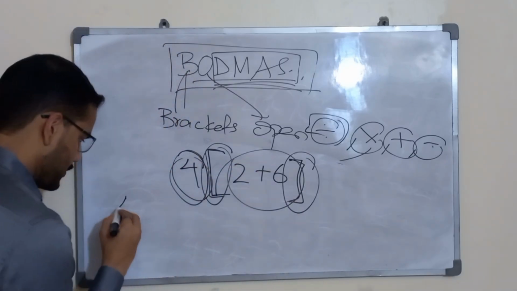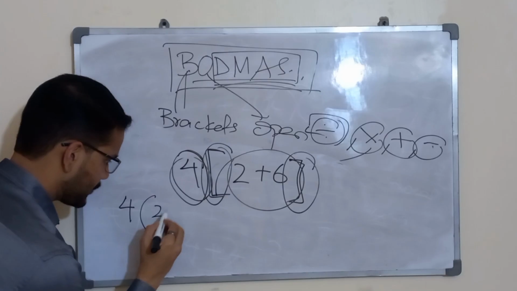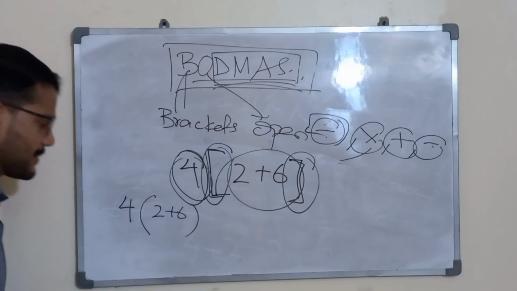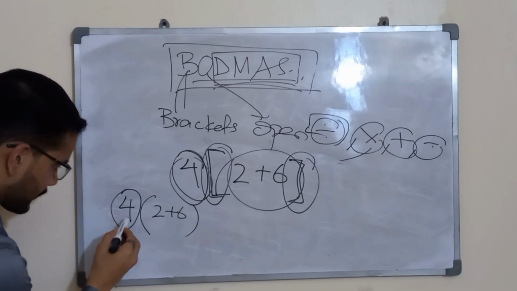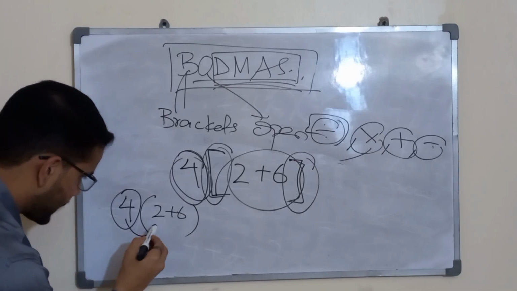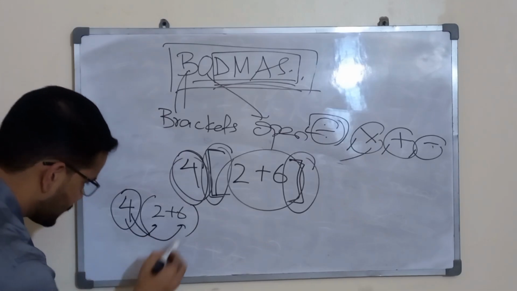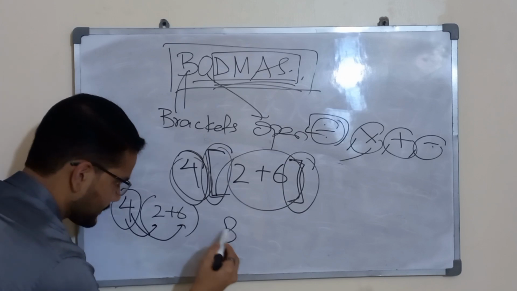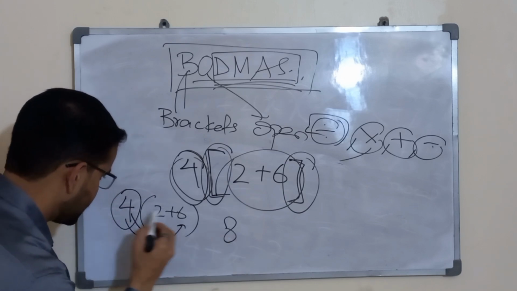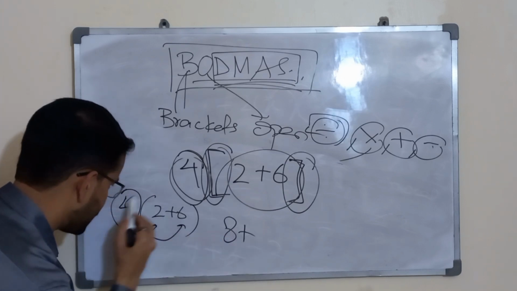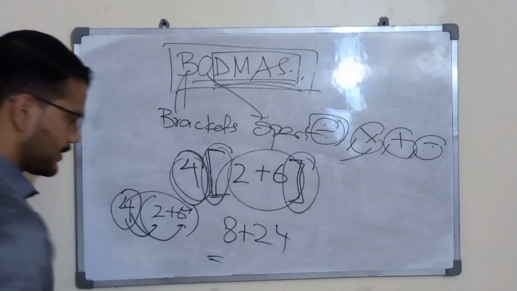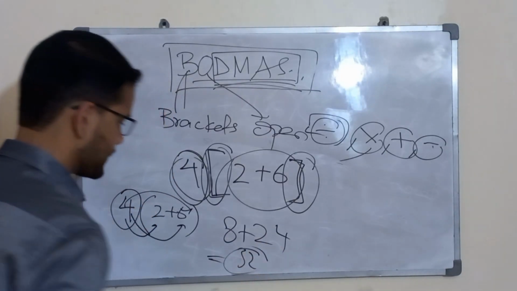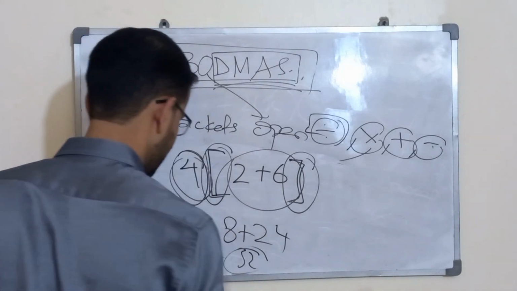That would be 4 bracket open 2 plus 6. We will be multiplying this 4 with both of these numbers inside the bracket. Therefore, first of all, we will multiply 4 by 2, and then we will be multiplying 4 by 6. So 4 2s are 8, and the plus sign, and 4 6s are 24. So 8 plus 24 is what? 32. Our final answer. Getting me?